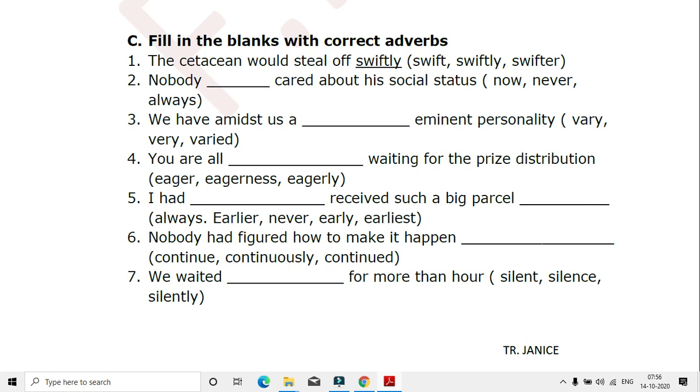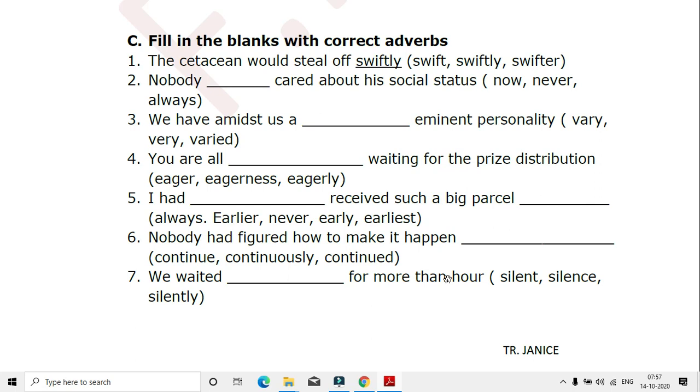Now, we have amidst us an eminent personality, very and varied. You are all waiting for the prize distribution, eagerly. I had received such a big parcel. Always earlier, never earliest. Nobody had figured how to make it happen. Continue, continuous, continued. We waited for more than an hour. Again, your an is missing.